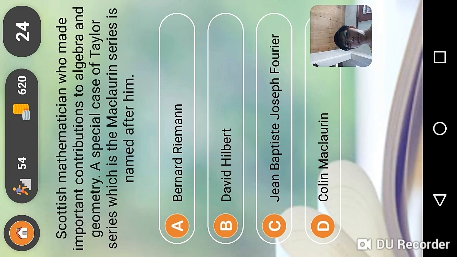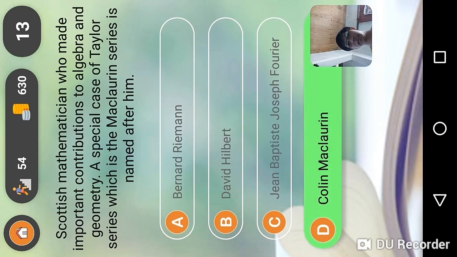Scottish mathematician who made important contributions to algebra and geometry. A special case of Taylor series, which is the Maclaurin series, is named after him. Colin Maclaurin.